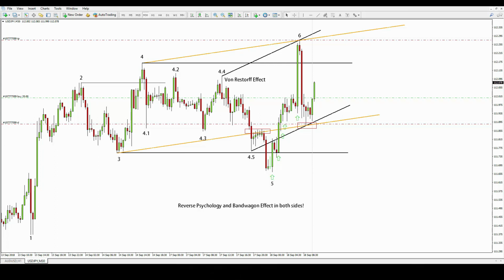The first set of lines I want you to pay attention to are the two upsloping black lines. The first line comes out of high 4.4 and extends itself until high number 6. The reason behind that is that 4.4 was the very beginning of the manipulation in the subtler von Restorff effect we talked about. High number 6 can be considered as the last leg of the manipulation.